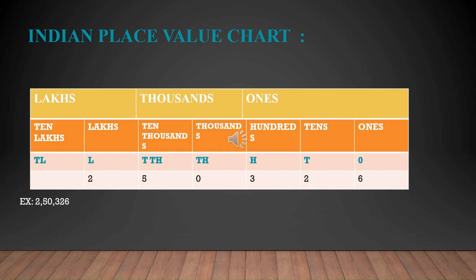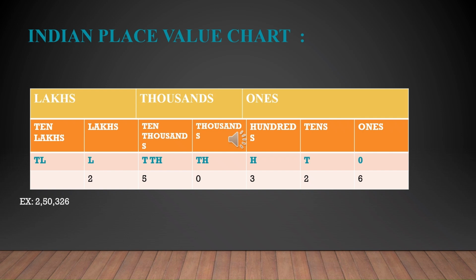The Indian place value chart consists of periods, places, and how to place the numbers. Here, the ones period contains ones, tens, hundreds. The thousands period contains thousands, 10,000. The lakhs period contains lakhs and 10 lakhs. They are represented as O, T, H, TH, TTH, L, TL.